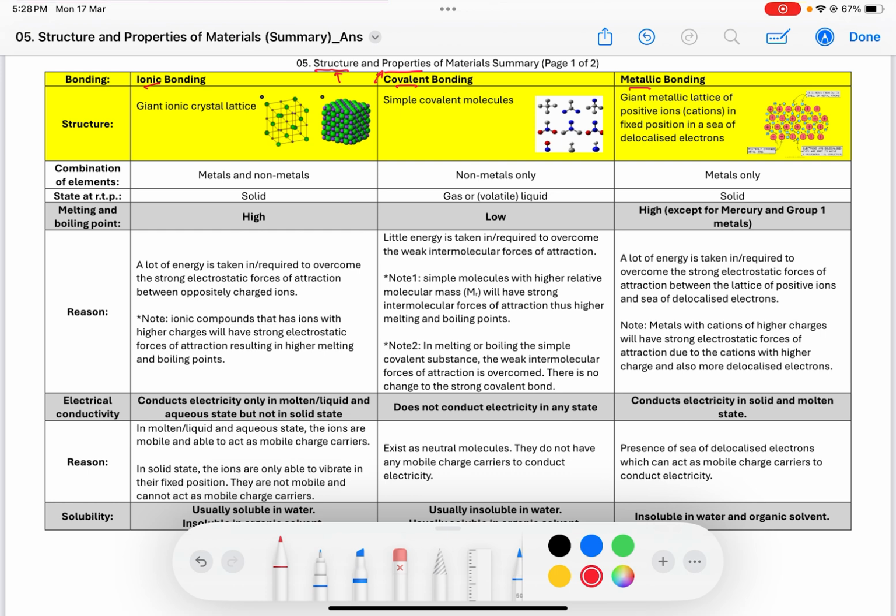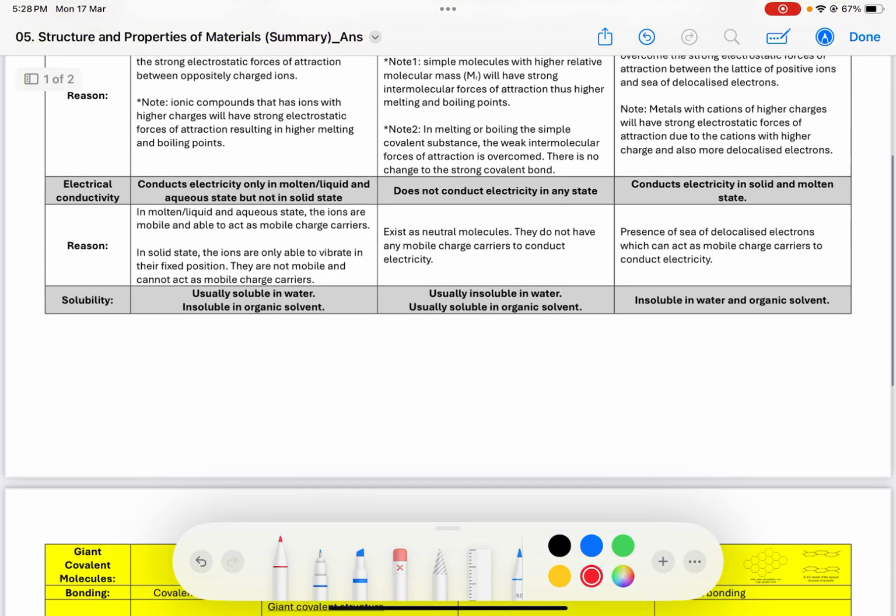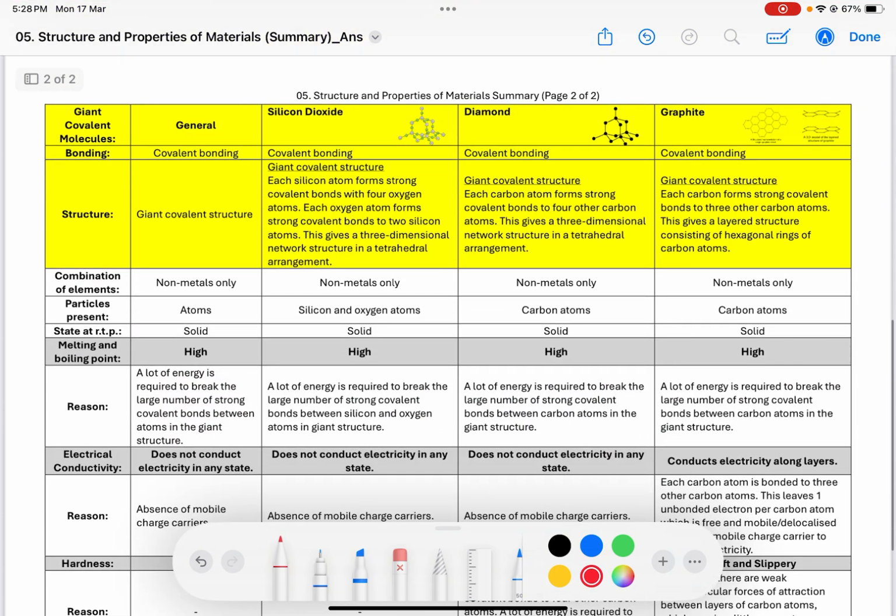So let's go through this now. Do take note, this will be 2 pages. The first page will be comparing the different types of bonding: ionic, covalent, and metallic. And for covalent bonding, we'll just be focusing on the simple covalent molecules. In the second page, we'll be focusing on covalent bonding, but the giant covalent structures. So silicon dioxide, diamond, and graphite are all under the giant covalent structures.